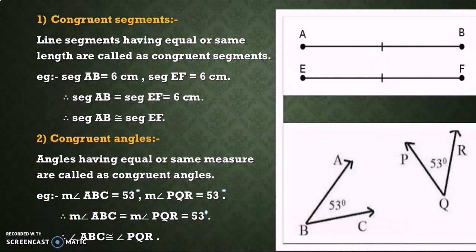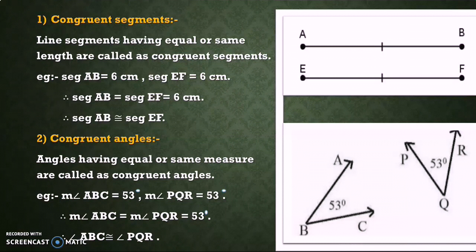Now see the second definition, congruent angles. Angles having equal or same measure are called congruent angles. Have a look at the picture where two angles are shown, angle ABC and angle PQR. Angle ABC is 53 degrees, and angle PQR is also 53 degrees. It means both the angles have the same measure. As both the angles have the same measure, both the angles are congruent.